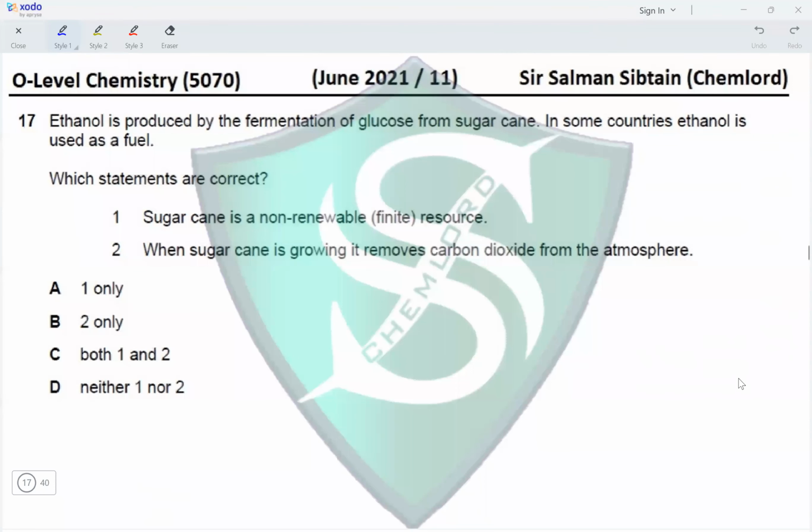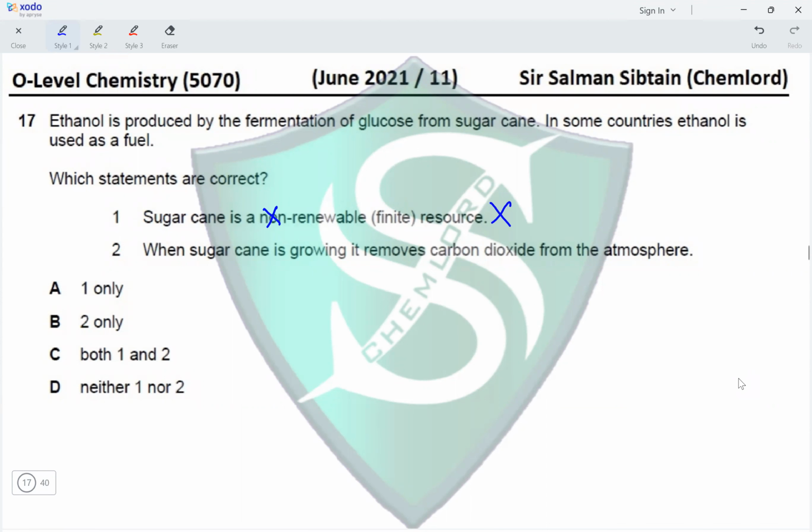Question 17. Ethanol is produced by the fermentation of glucose from sugarcane. In some countries, ethanol is used as a fuel. Yes, it is mainly used as a fuel in Brazil. Which statements are correct? One, sugarcane is a non-renewable finite resource. No, it is not finite. We can grow as much sugarcane as we want. So it is a renewable source of energy. So statement one becomes incorrect.